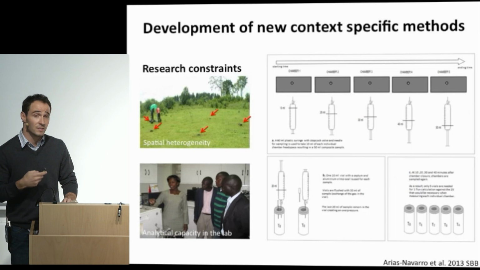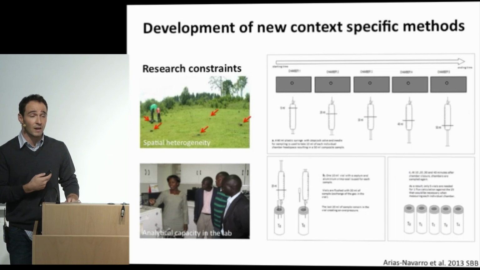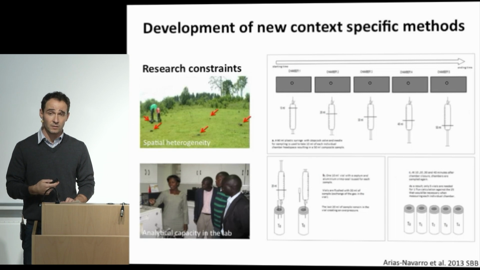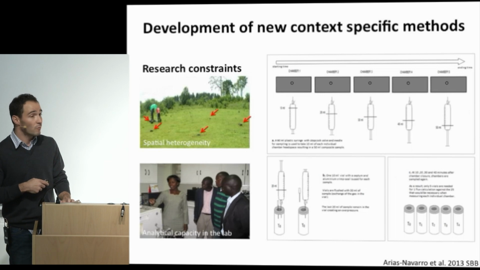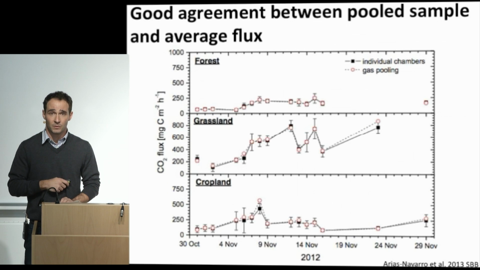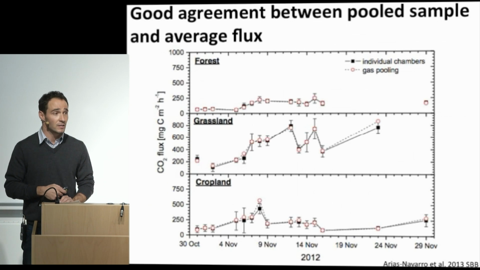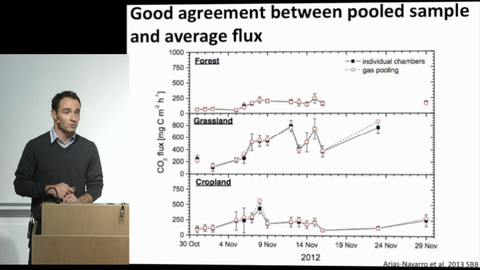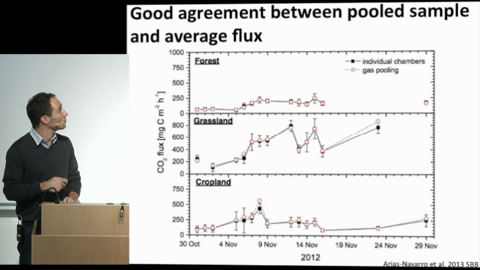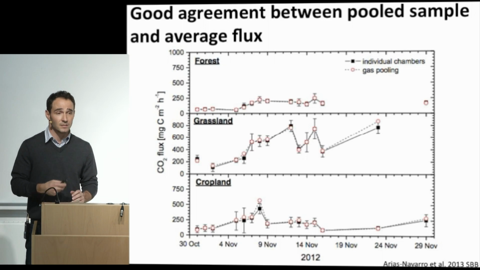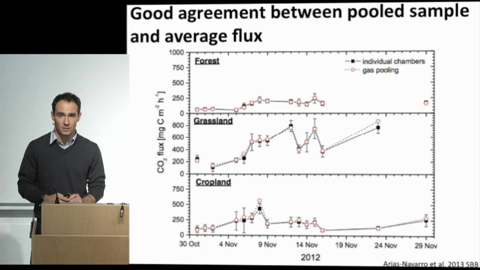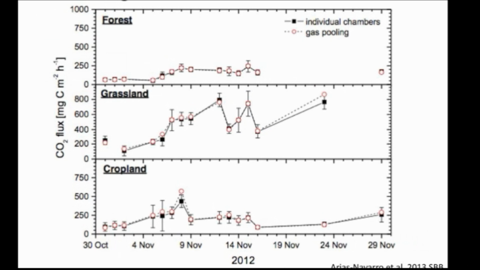What this does is it means that we reduced the number of samples, if you say that we had 5 chambers on an individual land use, from 20 to 4, essentially reducing the analytical time in our lab by 75%. And what you see is that we get good agreement between the average flux calculated by conventional methods and the pooled sample. The pooled samples are these red circles, and the average flux, you can't see it, is these black squares behind it. And we tested this across a range of different land uses, and we get relatively good results across both carbon dioxide and nitrous oxide.